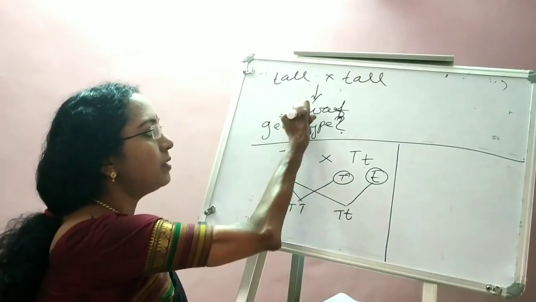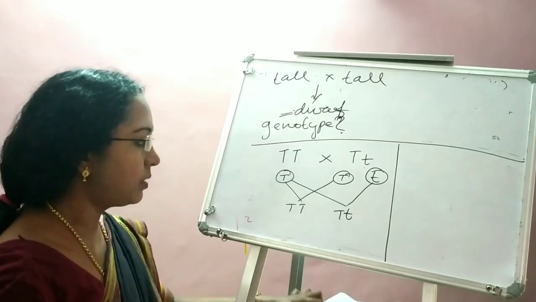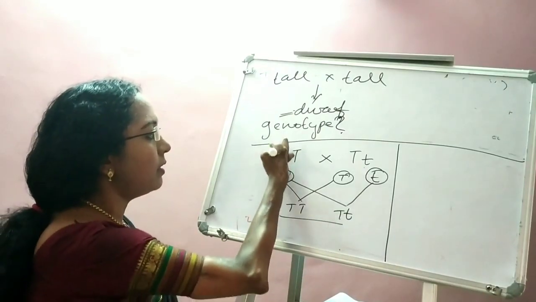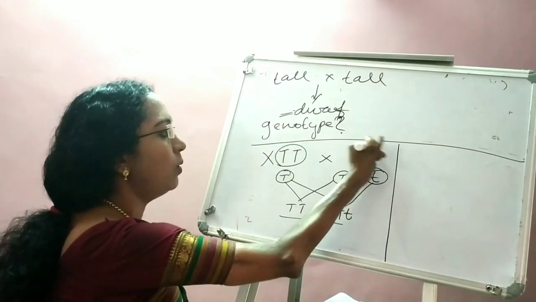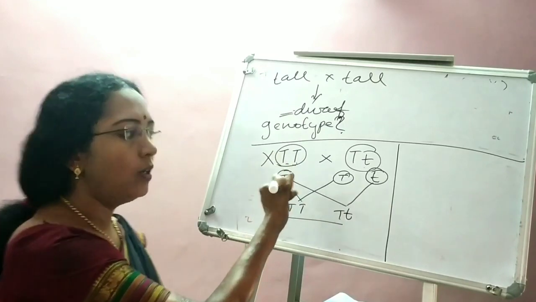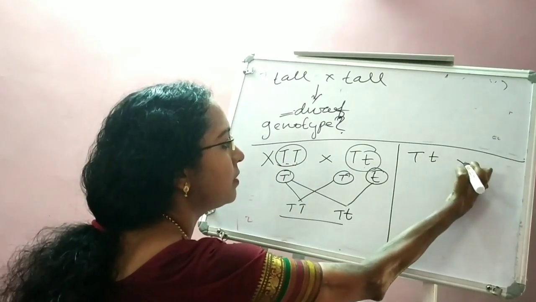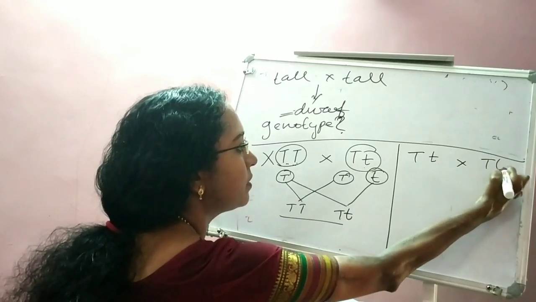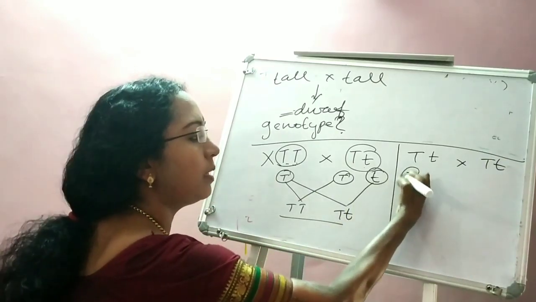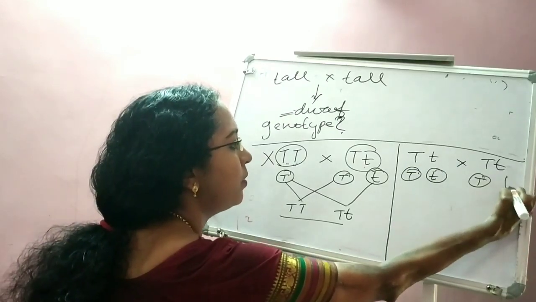But is our expected thing coming here? Is dwarf progeny coming here? No, it's not coming. So I cannot take the parents like this. Both are tall, but I cannot take both homozygous tall. So I have to change the genotype. Capital T, small t crossed with capital T, small t. Here the gametes are capital T, small t, and here also capital T, small t.